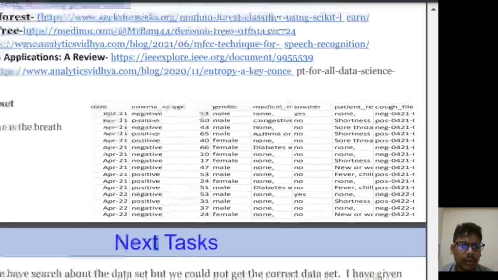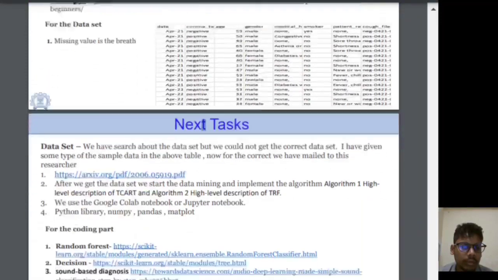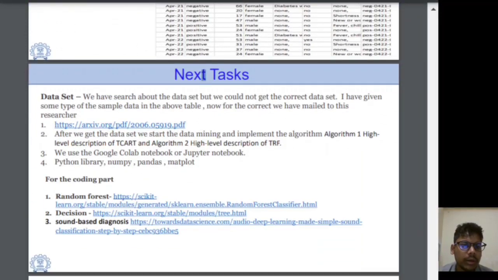And for the correct data set, we have already mailed the researcher of this paper, who has already worked on this type of data. And now after finding the data, we do data cleaning, and we implement the algorithm. We implement algorithm one and algorithm two. For this project, we use Google Colab or Jupyter, and the Python libraries NumPy, Pandas, and Matplotlib. For the coding part, we use scikit-learn.